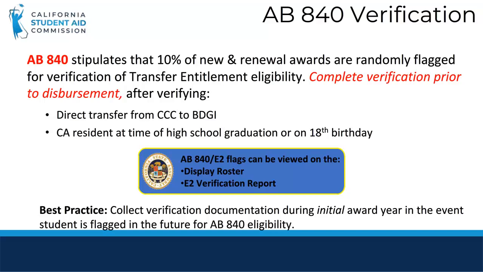Each year, about 10% of new and renewal Cal Grant awardees are randomly flagged for AB 840 verification of transfer entitlement eligibility. There must be complete verification of the student's eligibility prior to disbursement. Schools must verify that students were a direct transfer from a community college to a BDGI, a California resident at time of high school graduation or on 18th birthday, and a best practice is to collect verification documentation during the initial award year in the event that the student is flagged in the future for AB 840 verification.